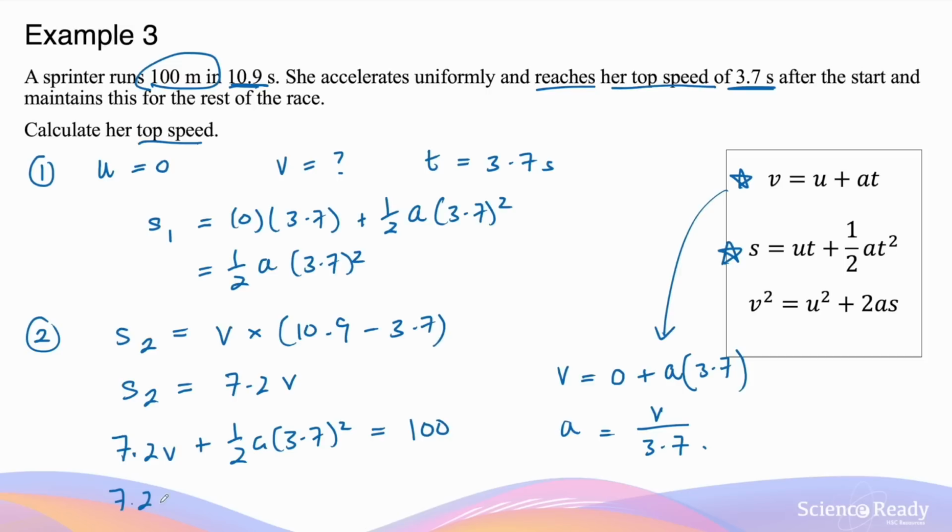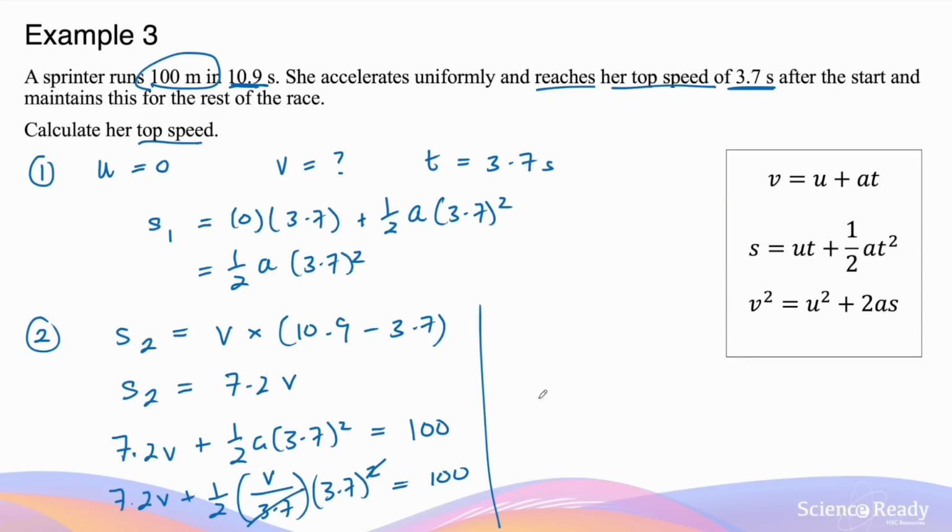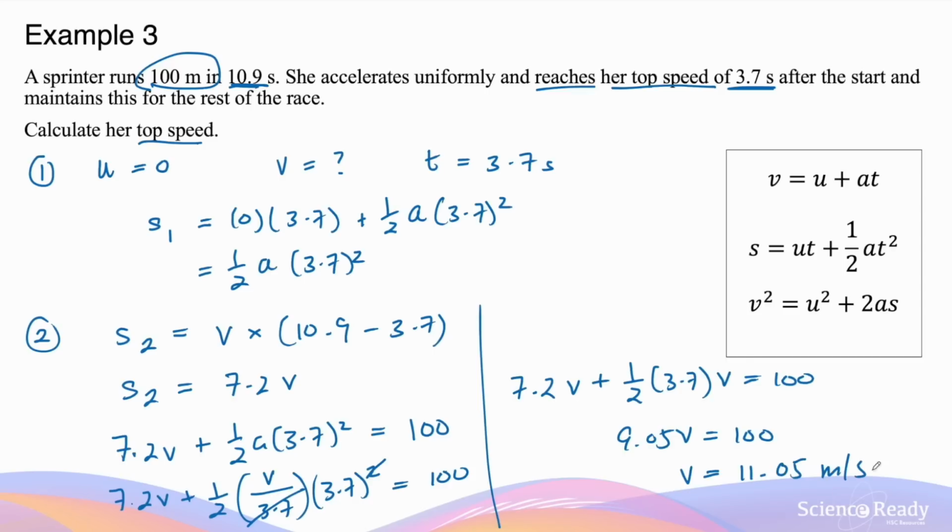So 7.2 V plus half times A, and A here is V divided by 3.7, times 3.7 squared, equals 100. The 3.7 and the square here will cancel, and our simplified expression will be 7.2 V plus half times 3.7 times V equals 100. 9.05 V equals 100, and V is equal to 11.05 meters per second.